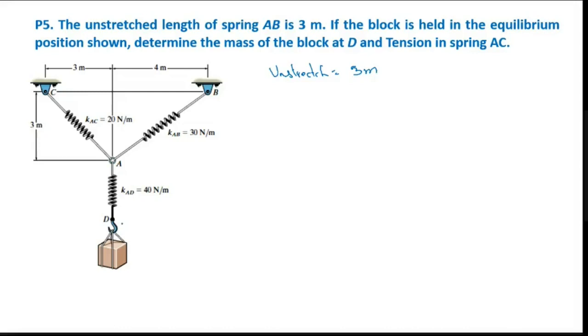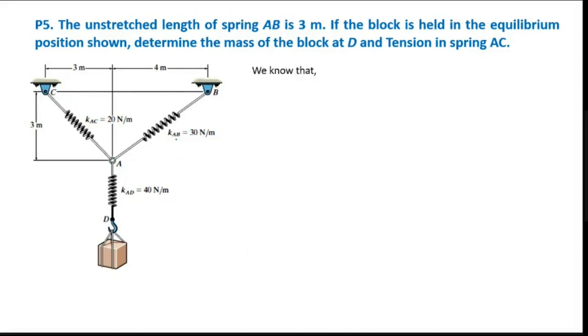Determine the mass. They are asking what is the weight, right? And also the tension in spring AC. They are concentrating only on A and C. So where is A and C? Only this. They are asking you to identify the tension in AC. They are given the spring AB, which is 3 meter. The unstretched length is 3 meter. In that case, I have to concentrate first on AB, right? Then only I can proceed with the other forces, right?